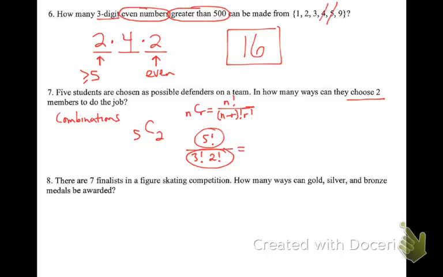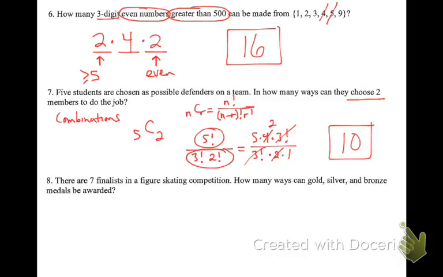So let's do some calculations. Notice there's a 3 factorial on the bottom, so I'm going to write the top as 5 times 4 times 3 factorial. And on the bottom, we'll do 3 factorial times 2 times 1. The 3 factorials cancel. The 2 and the 4 cancel to make a 2, so 5 times 2. There are 10 ways you can choose 2 members to do the job out of 5 students. Okay. So this is a good combination problem.